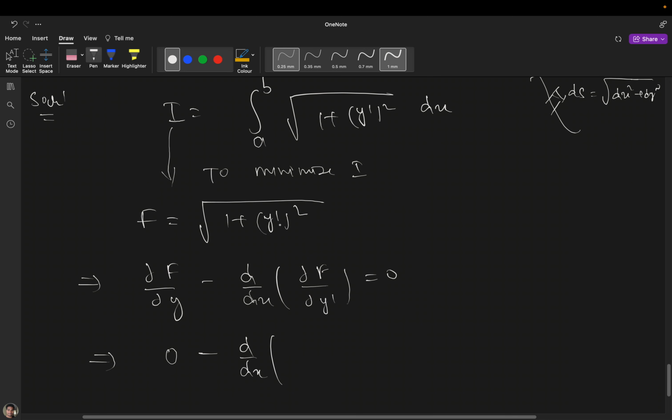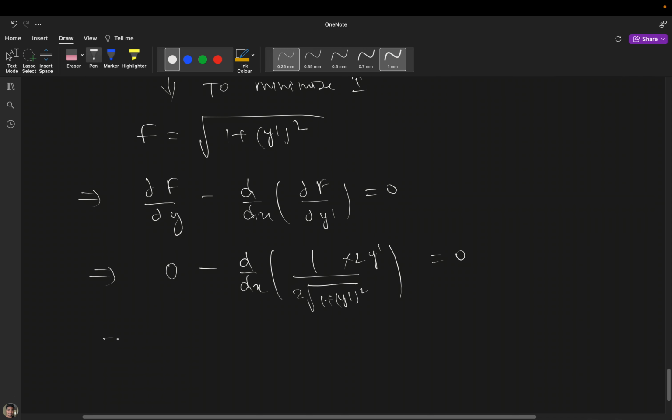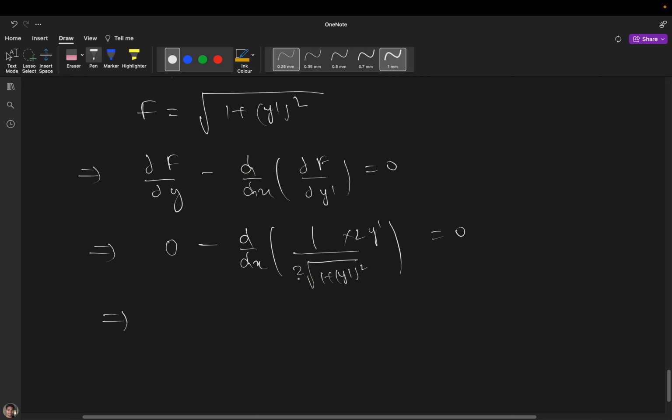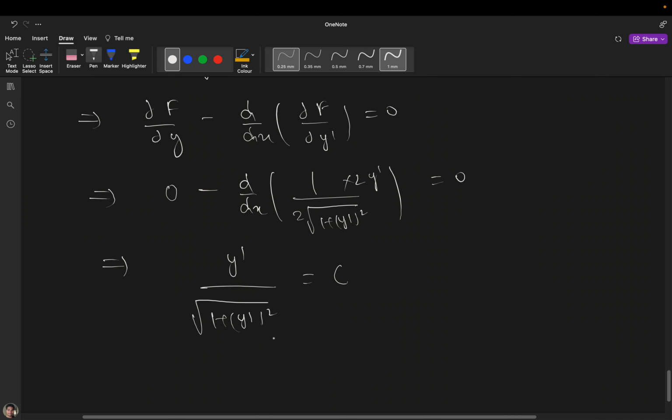So d by dx of, now there is an expression of y dash, so we have to find the partial derivative of this. That will become 1 by 2 square root of 1 plus y dash square into 2 y dash, equal to 0. Okay, so I will integrate directly. I will not differentiate here. If you integrate, it will become y dash divided by square root of 1 plus y dash square equal to c. Can you see there?